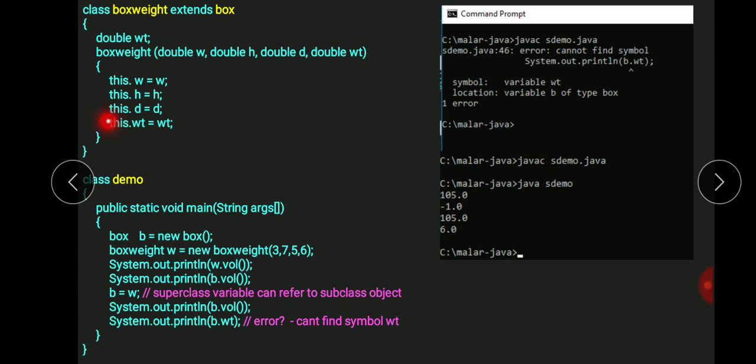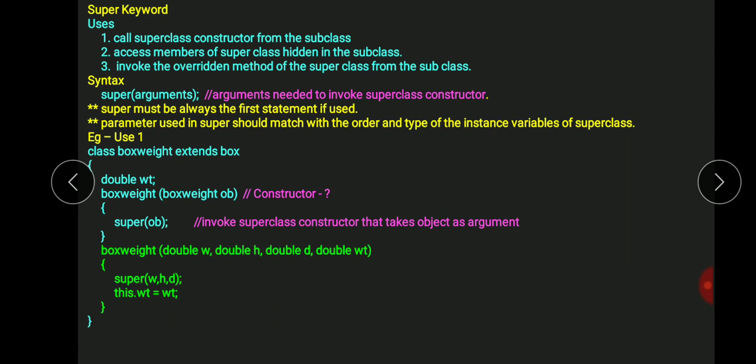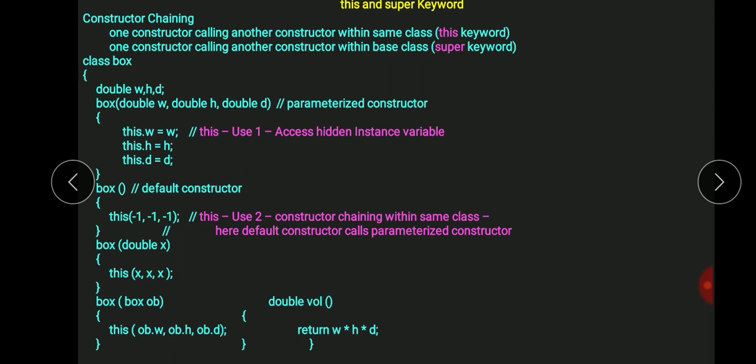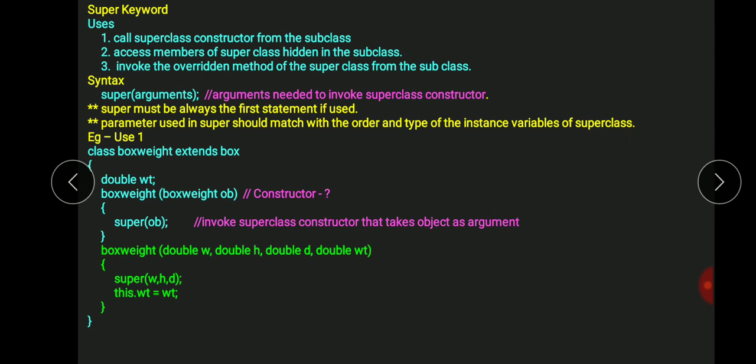Now instead of this code, how can we make use of the super keyword so that we can invoke the superclass constructor? So we have defined a copy constructor inside the subclass, and we are making use of the super keyword and passing the object, which is going to invoke the superclass constructor that takes the object as an argument. So it's very clear this is going to in turn invoke the superclass copy constructor, because we have used the super keyword within the subclass BoxWeight.